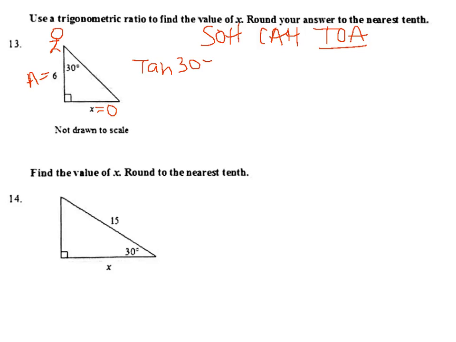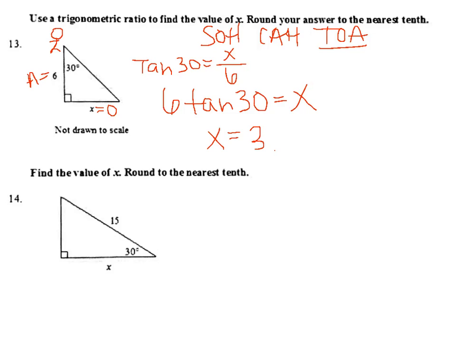Tangent 30 equals opposite over adjacent. And when I have my x being in the numerator of this fraction, I need to multiply tangent 30 times 6. Now when I write that down, I get 6 tangent 30 equals x, and that's exactly how I type it into my calculator, 6 tangent 30. And when I round to the nearest tenth, I get 3.5.